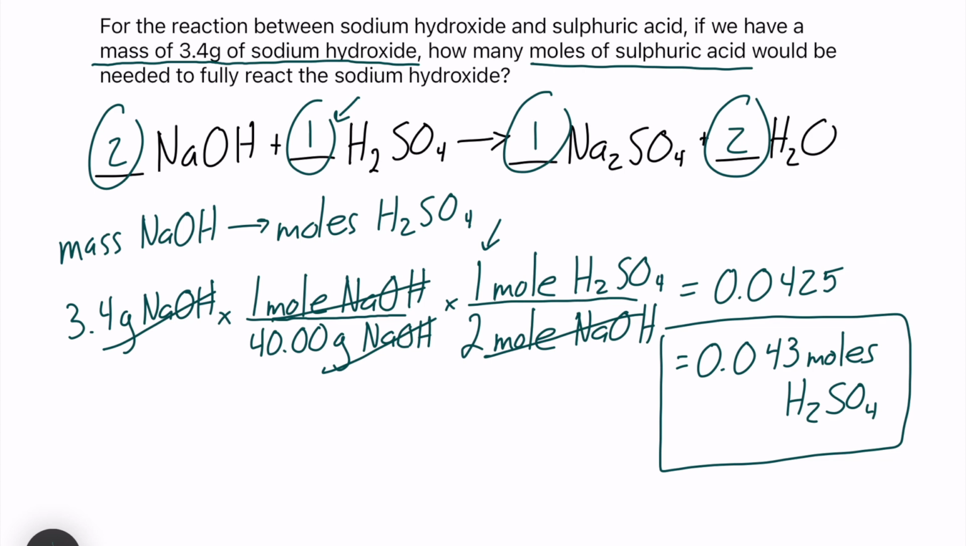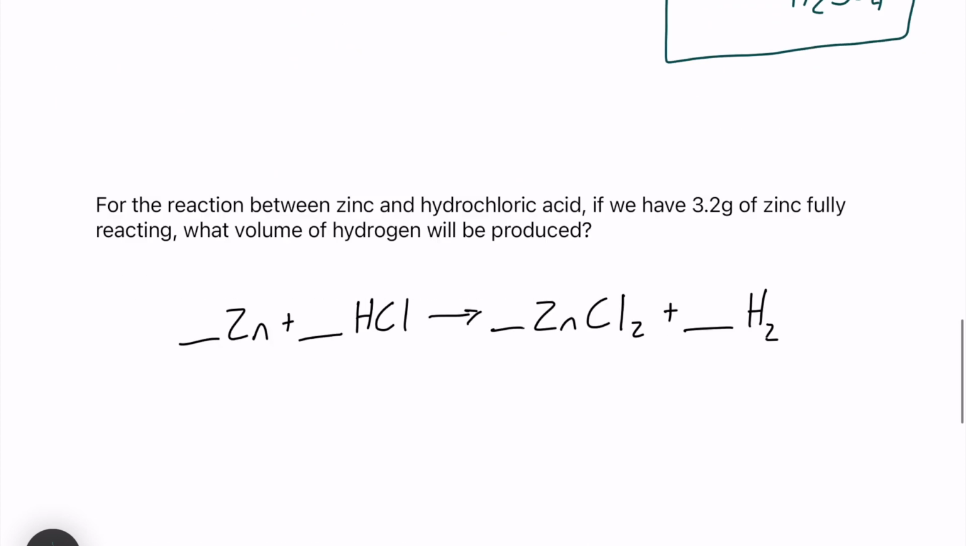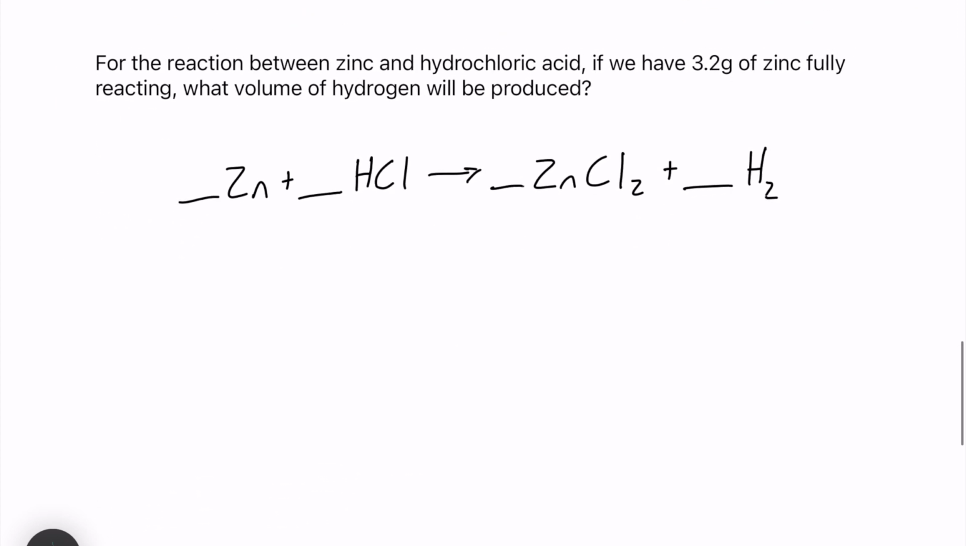That looks fantastic to me. Let's move on to number 2. So it says, for the reaction between zinc and hydrochloric acid, if we have 3.2 grams of zinc fully reacting, what volume of hydrogen will be produced? Okay, so again, let's go ahead and balance this reaction really quickly here. So we'll put a 1, try 2, a 1, and a 1 again. That looks like it's all balanced. Perfect.